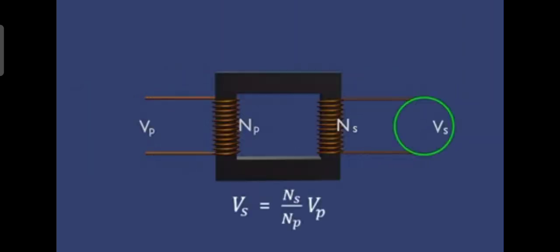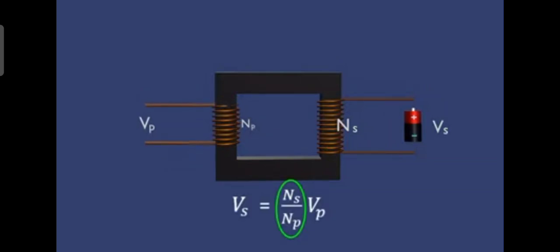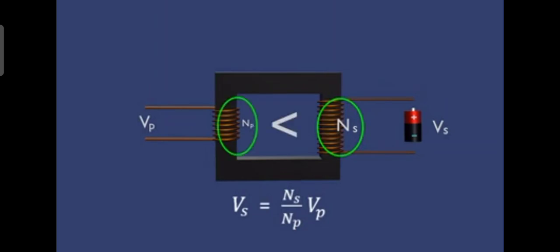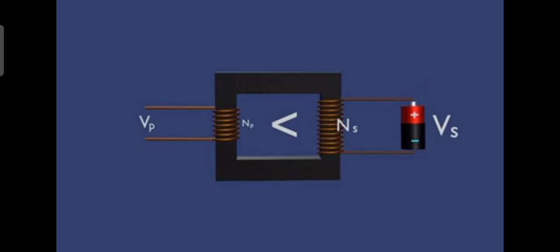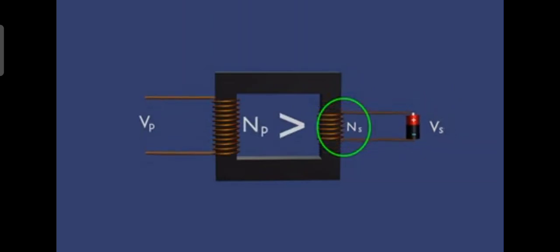The induced voltage in the secondary coil depends on the ratio of the number of turns in the primary and the secondary coils. If the secondary coil has more turns than the primary, a higher voltage is induced in the secondary coil. This is called a step-up transformer. Conversely, if the number of turns in the secondary coil is less than the primary, the induced voltage will be lower, resulting in a step-down in voltage. Such a transformer is called a step-down transformer.